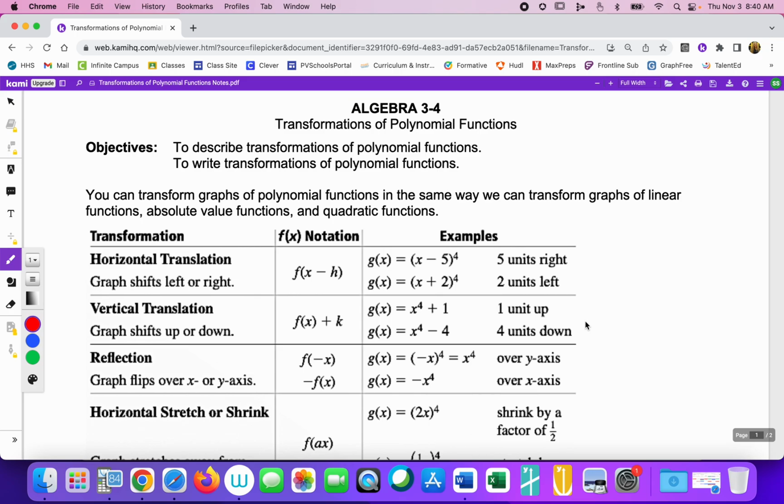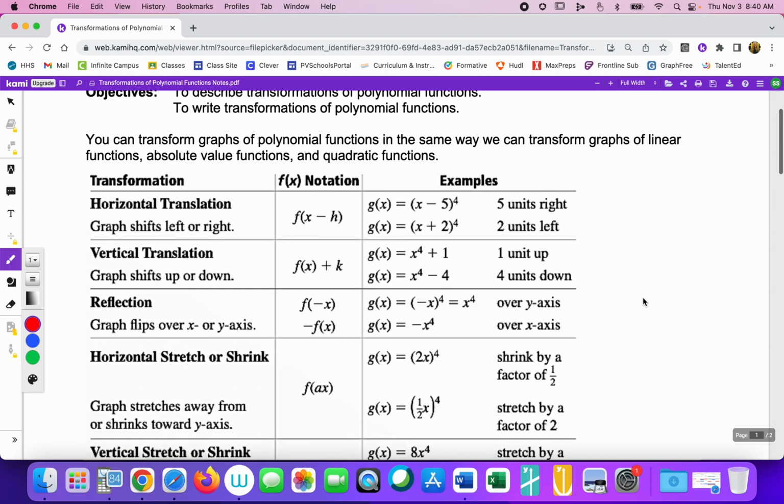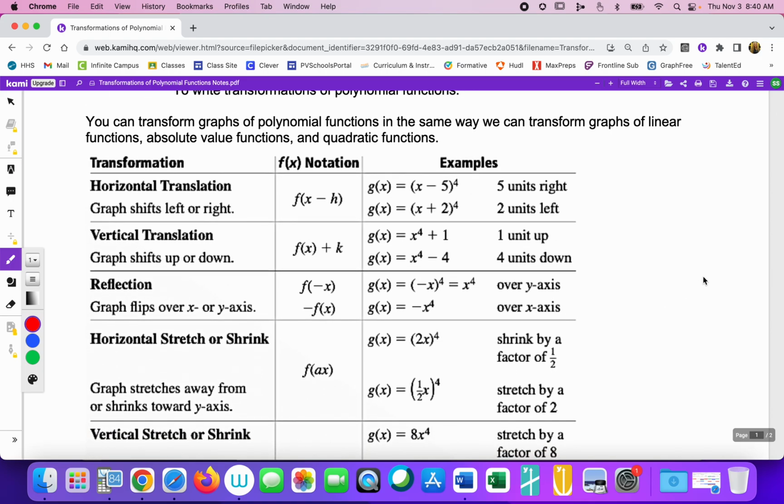Describing transformations, you're going to be sketching a little bit, okay? But the calculator will do most of the points for you. And then write transformations of polynomial functions. So you're going to come up with what they look like. So everybody take good notes today, as always.